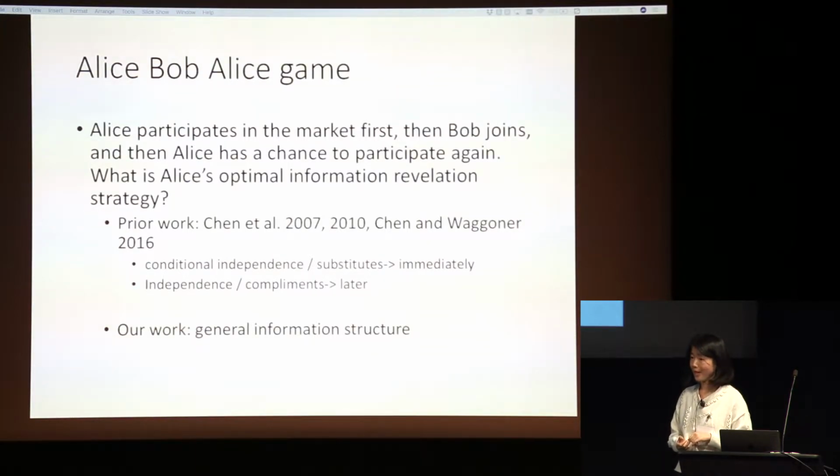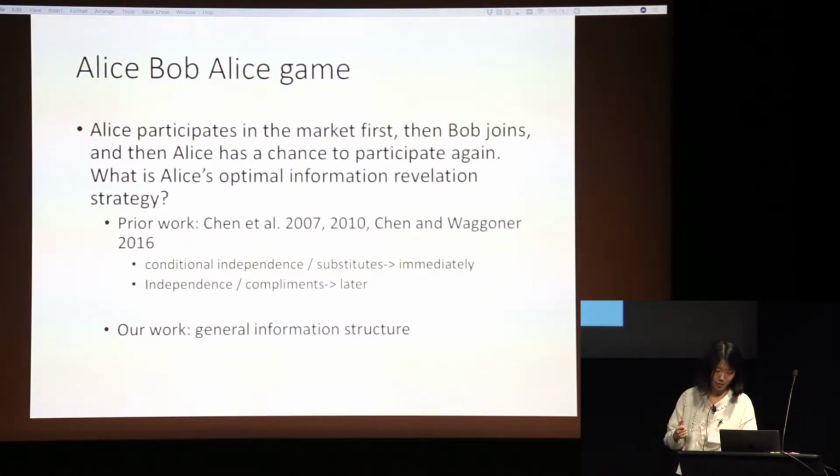The prior work analyzed two edge cases. One is when Alice's information and Bob's information are conditionally independent. They proved that it's actually the substitute case, like the touchdown example, where your information overlaps a lot with other people's information. In this case, you should participate in the market as soon as possible. And for the independent case, they show that it implies complements. So your information is a complement to other people's. You should wait until other people reveal their information, and then your information can become more valuable if you reveal it later. So one natural question is, how about the general information structure?